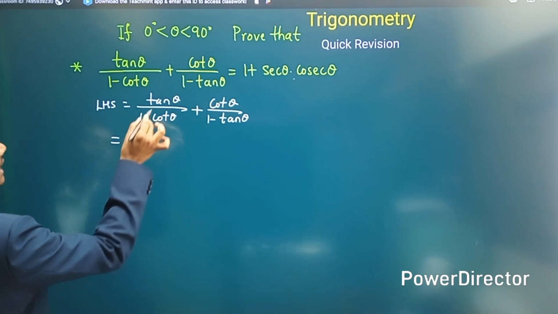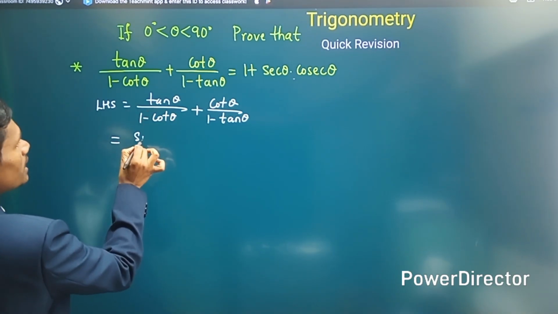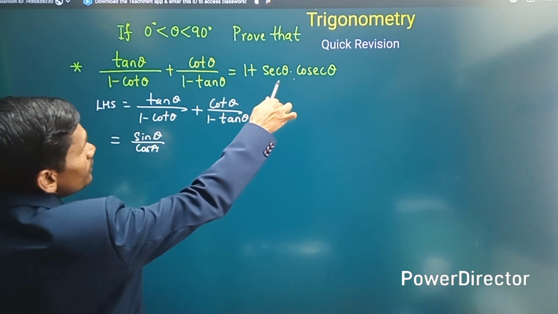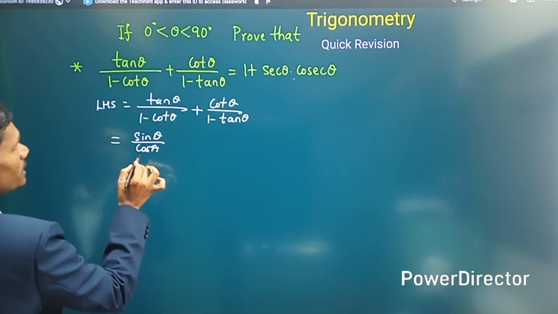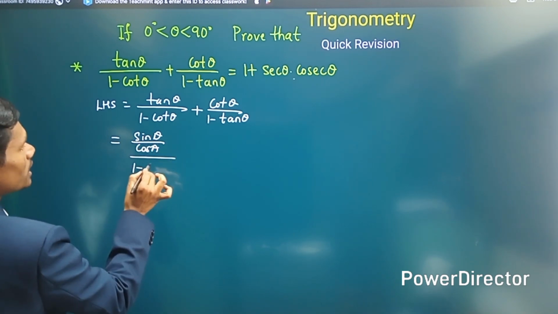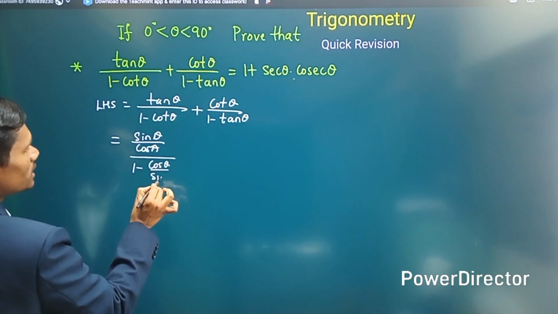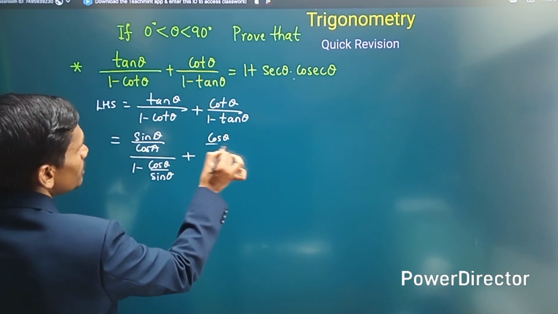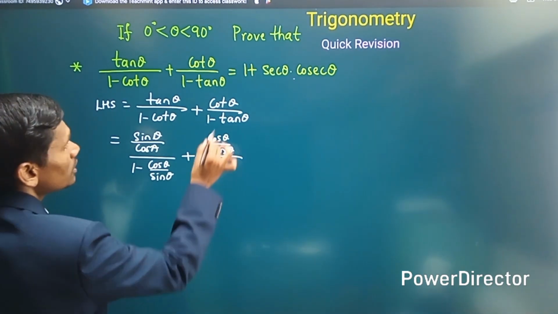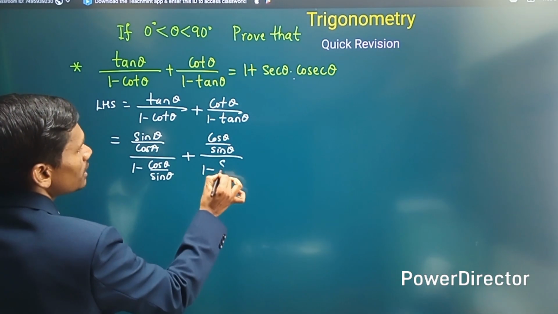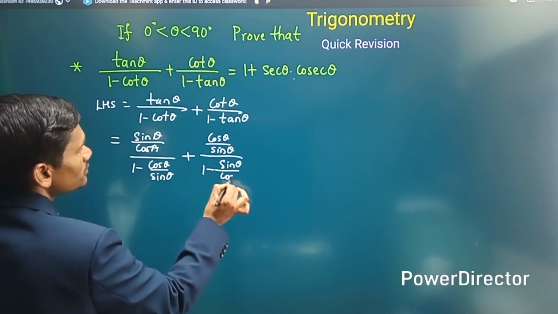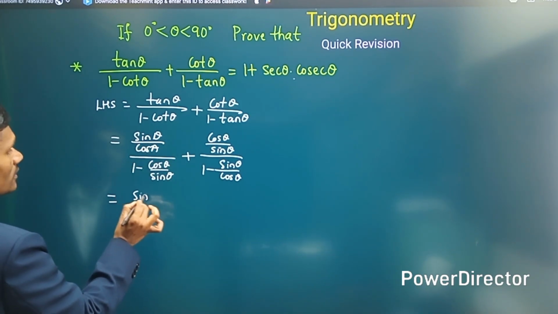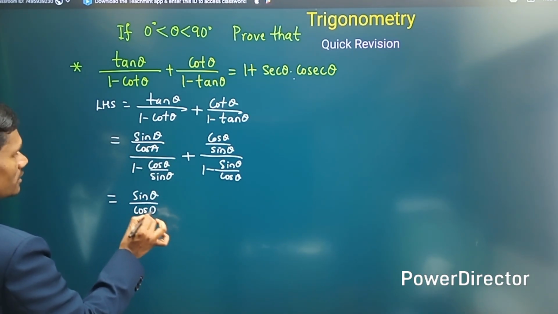So LHS. Tan theta you can express in terms of sin theta divided by cos theta, because in RHS it is asked in terms of sec theta and cosec theta. So you have to express this by splitting. So 1 minus cot theta can be written as 1 minus cos theta by sin theta, right? Plus cot theta, how do you write this? Cos theta by sin theta divided by 1 minus tan theta can be written as 1 minus sin theta upon cos theta, right?